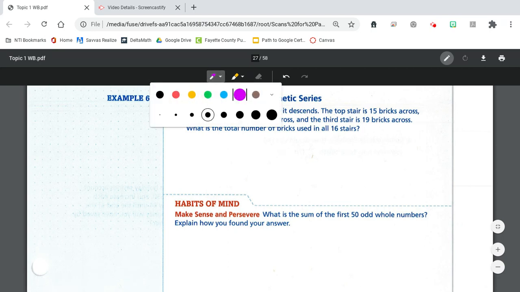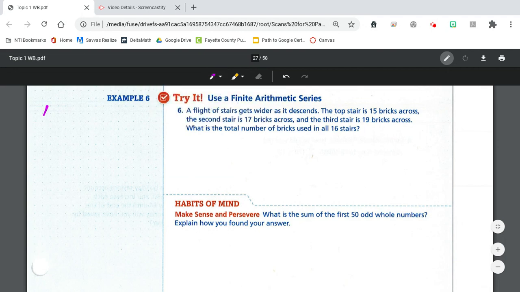So I'm imagining like somebody's patio outside. No, I don't have a nice patio, but maybe somebody does. And so the first stair is 15 bricks apart. I don't know if that's really 15. I just put a bunch of marks. And then I'm just trying to help you imagine the scenario. The second stair is 17.